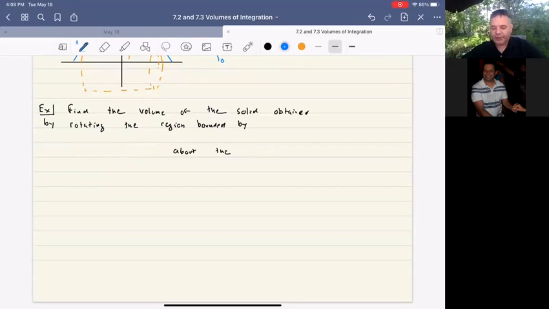Okay, so we're going to find the volume of the solid obtained by rotating the region bounded by y equals 1/4 x squared, x equals 2, y equals 0, about the y-axis.